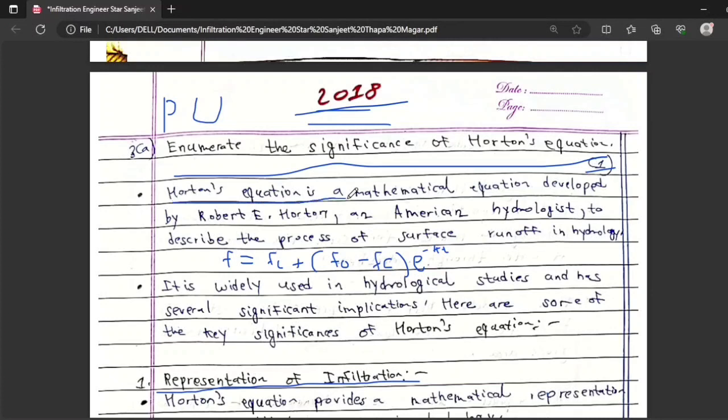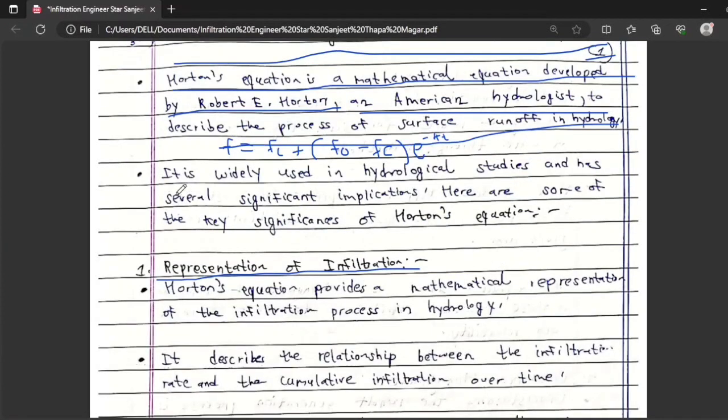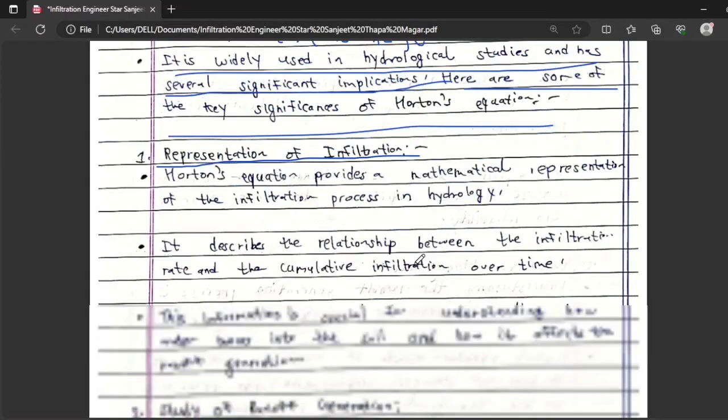Horton's equation is a mathematical equation developed by Robert E. Horton, an American hydrologist, to describe the process of surface runoff in hydrology. It is widely used in hydrological studies and has several significant implications. Here are some of the key significance of Horton's equation.